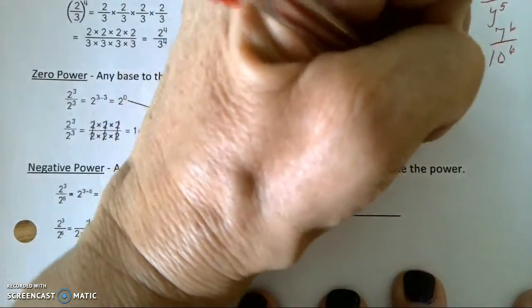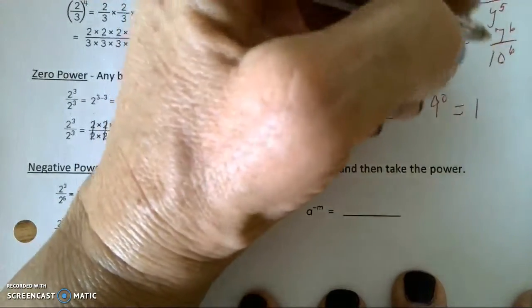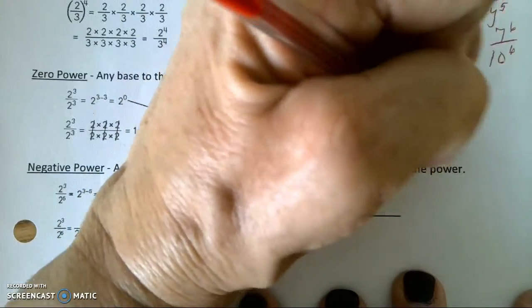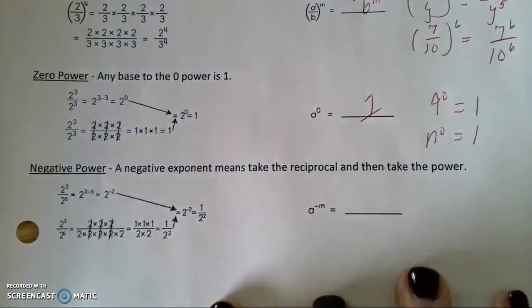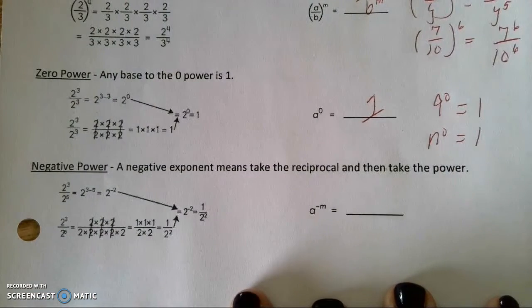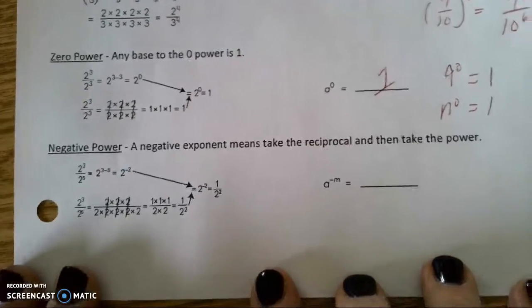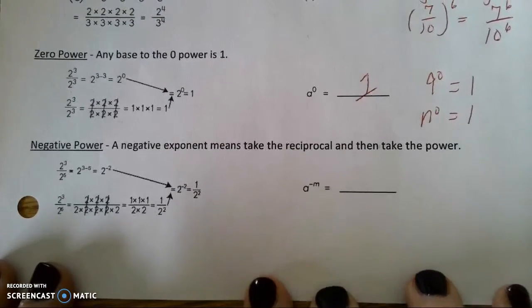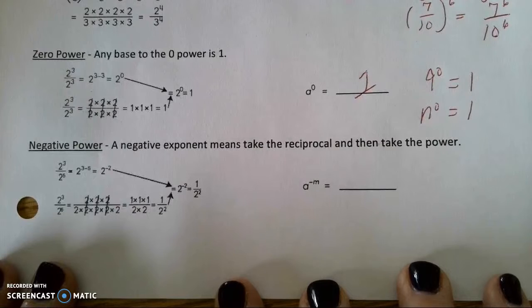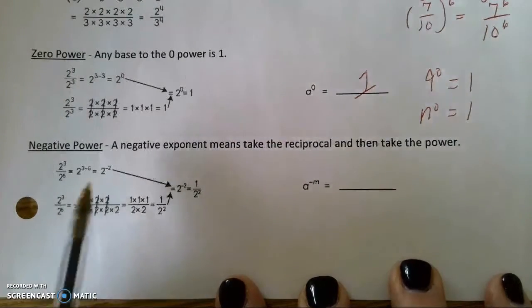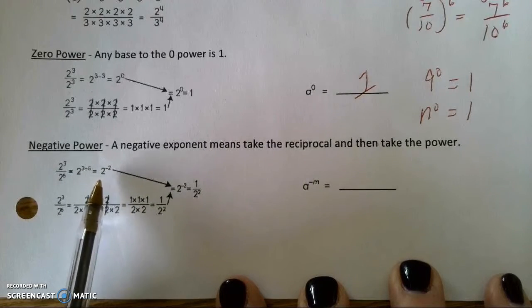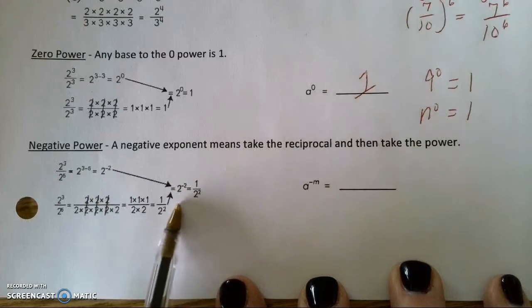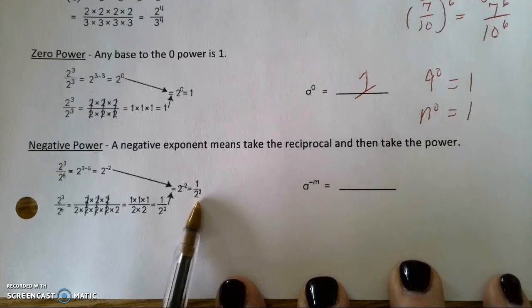So any number raised to the 0 power, any variable raised to the 0 power is 1. And 9 to the 0 power equals 1. N to the 0 power equals 1. So any number raised to the 0 power is 1. And then finally, our last rule is going to deal with negatives. So any negative exponent means take the reciprocal and then take the power. Now, an easy way to say that is when we look at negative exponents, just remember that a negative exponent is a fraction. It's not a negative number, it's a fraction.